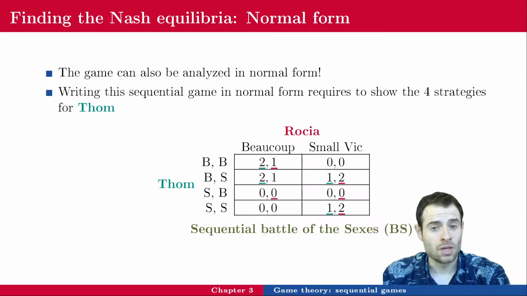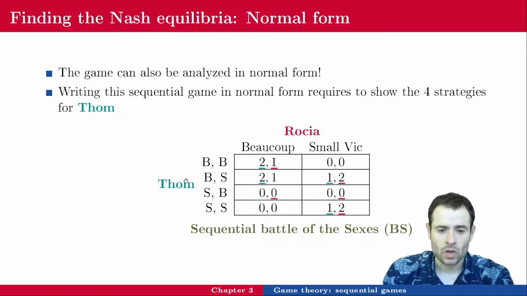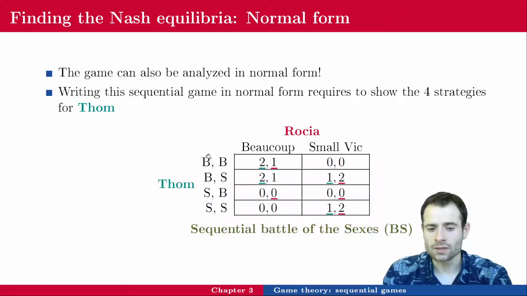Now, you have to be very careful when writing down the payoffs. First one, if Tom goes to beaucoup no matter what, they will get positive payoffs only when Rosia goes to beaucoup as well, in which case they meet. If Rosia goes to small victory, that corresponds to the case where Tom goes to beaucoup, and so they do not meet and they get a payoff of 0.